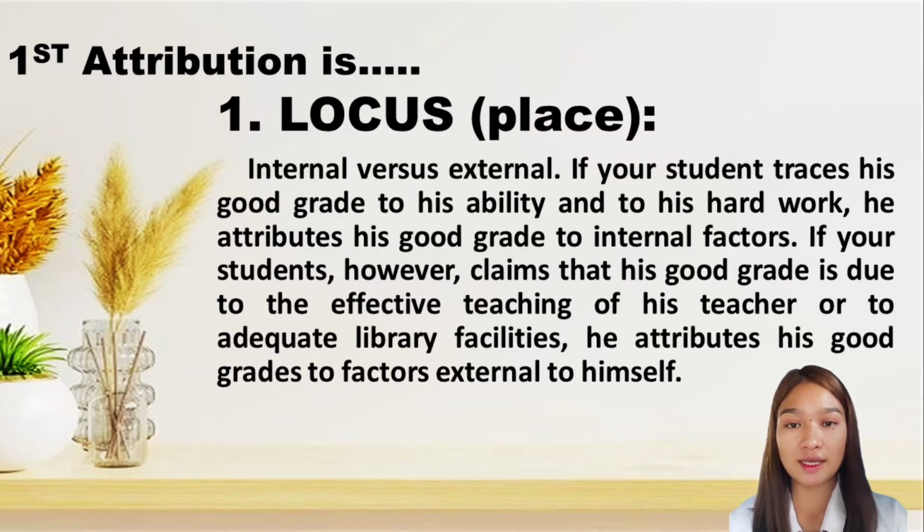If your student traces his good grade to his ability and to his hard work, he attributes his good grade to internal factors. If your student, however, claims that his good grade is due to the effective teaching of his teacher or to adequate library facilities, he attributes his good grades to factors external to himself. The locus of an attribution is the location of the source of success or failure. If you attribute a top score on a test to your ability or to having studied hard, then the locus is internal, that is, being smart and studying are factors within you.